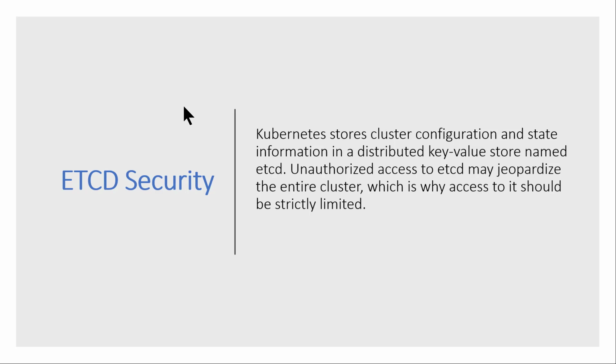Moving forward, as I mentioned, we are going very chronologically, right? We are still on the master node, where we are now talking about etcd security, where the API server is going to access etcd. Kubernetes stores cluster configuration and state information in a distributed key-value store named etcd, right? And as I mentioned earlier, unauthorized access to etcd may jeopardize the entire cluster, and that is why this access should be strictly limited. Only a few people, only the cluster admins, should get access to that.